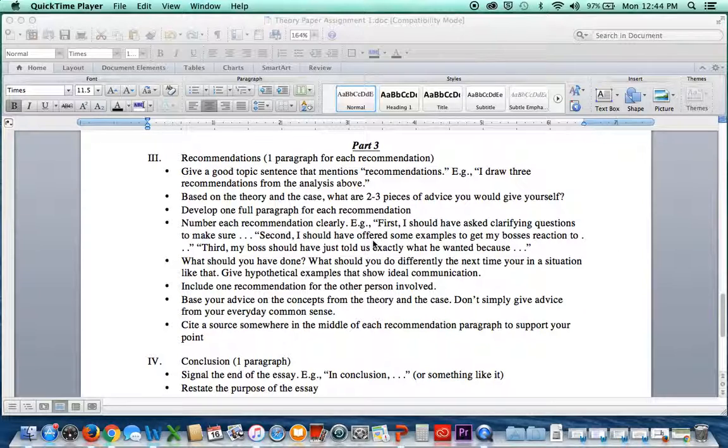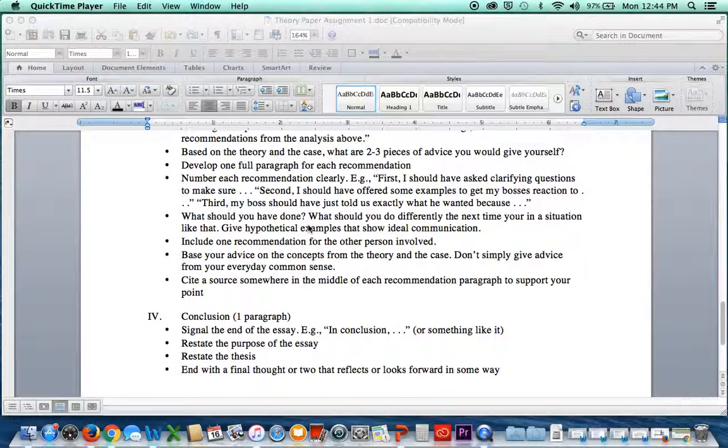Don't give general advice. That's the most common mistake people make. Instead of saying you should, say first, I should have asked clarifying questions, or whatever the advice is. Don't put this in the third person you. First, you should do this. The advice isn't for me. You're looking back at the case situation and you're giving advice to you and the people in the case. The other thing people forget to do is cite a source from the book, cite your concepts again to support that. And you'll see that the sample paper does those things.